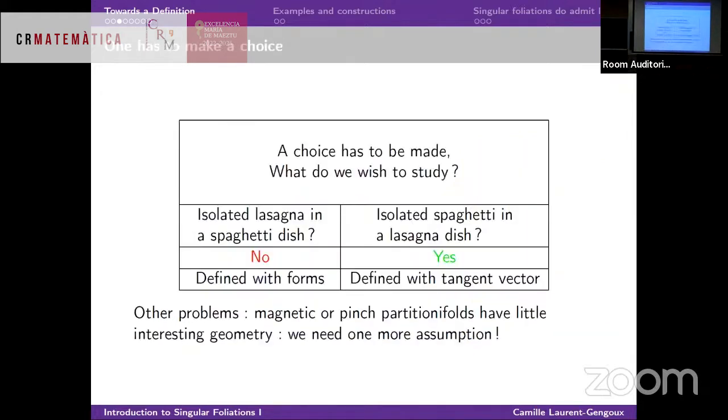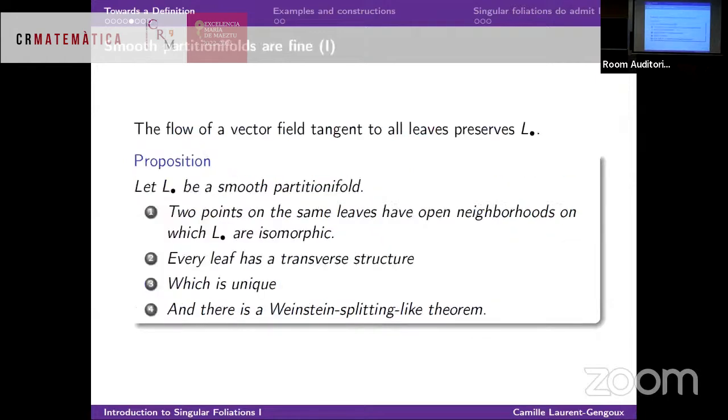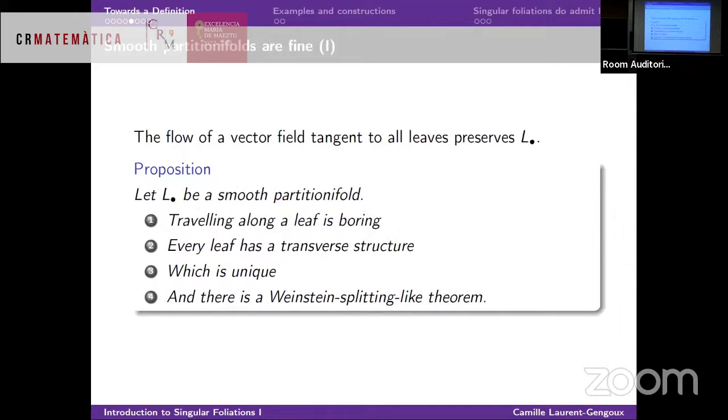So smooth partition manifolds seem to be quite good. And the question I will ask now is, should you just say that a singular foliation is a smooth partition manifold? I'm going to argue that yes, then no. They are perfectly fine. Smooth partition manifolds satisfy many things that, for those of you who are used to Poisson geometry, sound quite familiar.